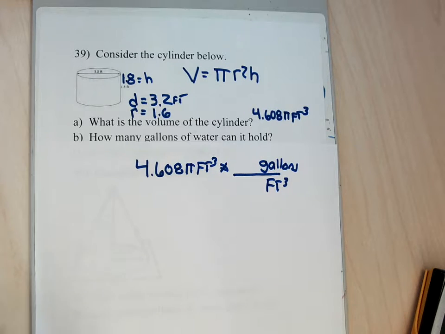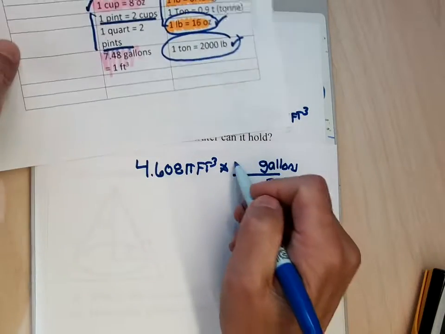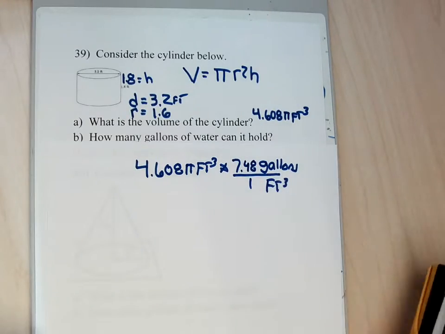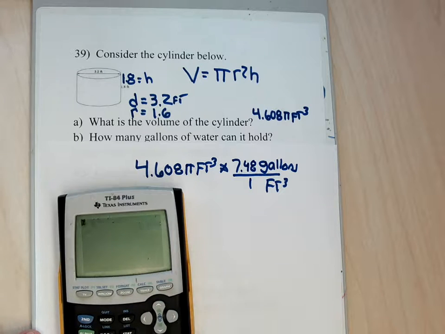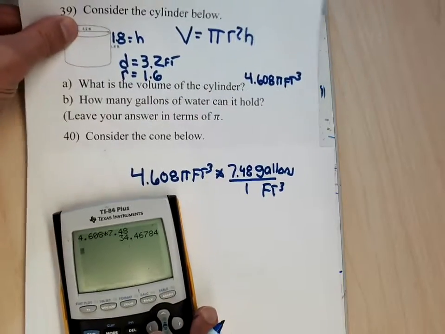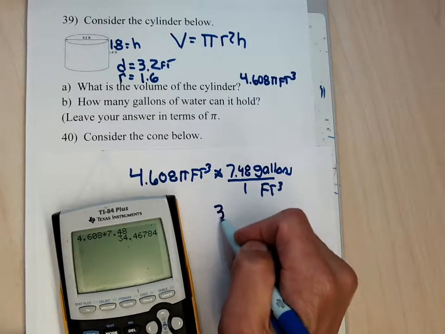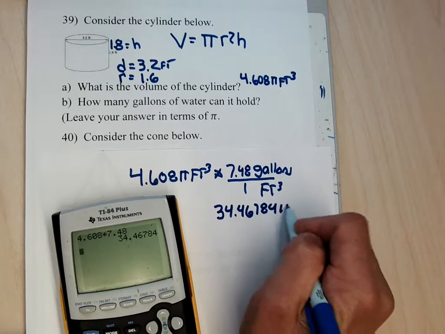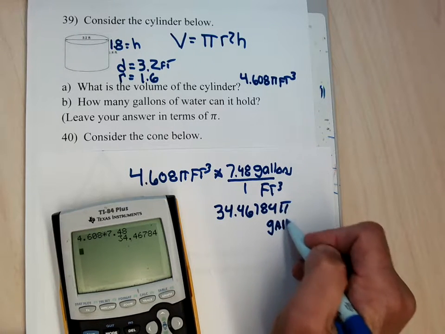And that unit is 7.48 gallons as 1 cubic feet. And I'm going to leave the pi, and I'm going to go 4.608 times 7.48. And the number I get is this horrible number. Hopefully it says rounded 2 decimals somewhere, but it doesn't. So I get 34.46784 pi gallons.